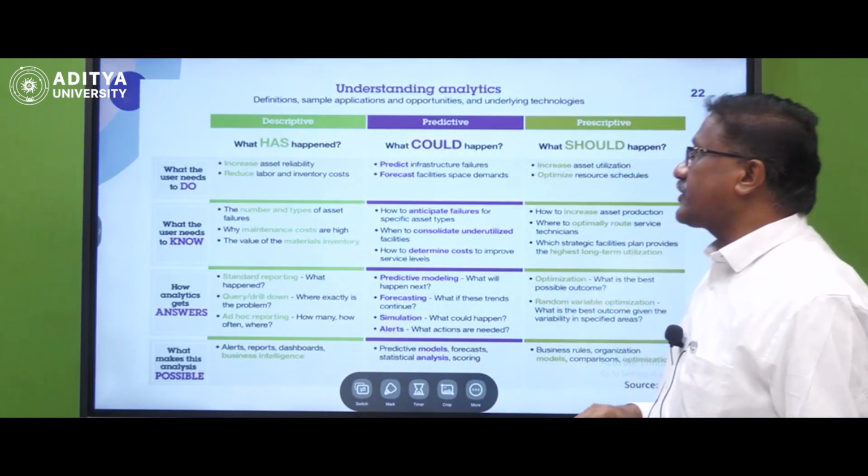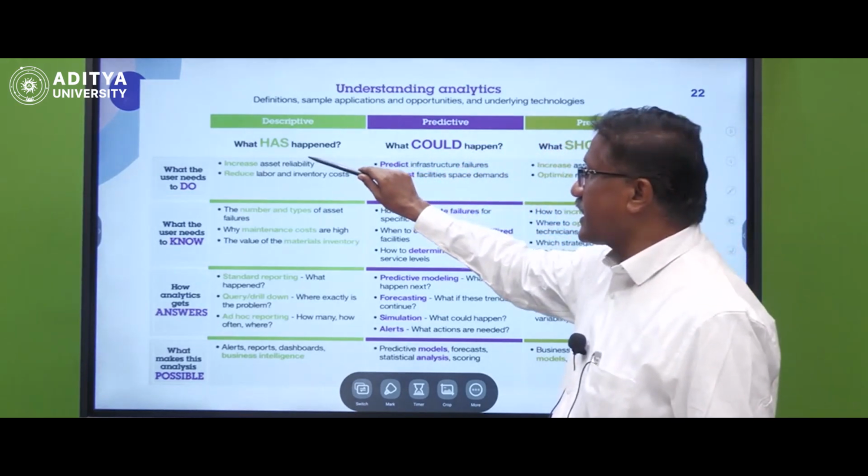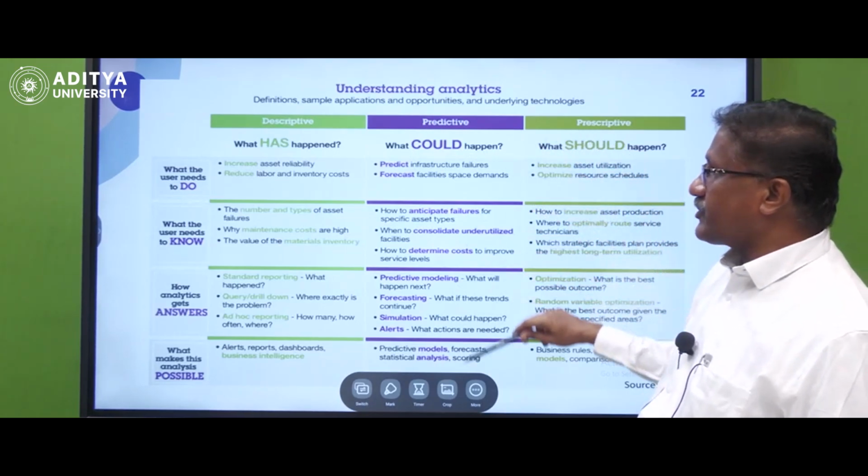So now we have the definitions, everything is here, but the key is: what has happened, what could happen, what should happen. This is a comparative chart.